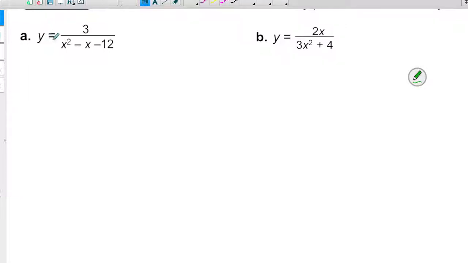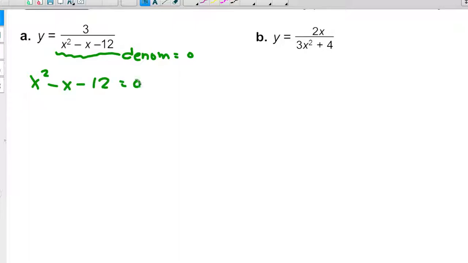The first one we have, y equals 3 over x squared minus x minus 12. Okay, so the only place that could cause a point of discontinuity is if the denominator is equal to 0. So you have x squared minus x minus 12 equals 0. This is a trinomial, and it's a quadratic trinomial. And I know that there are factors of negative 12 that when I add them together would give me a negative 1. In this case, that would be x minus 4 and x plus 3, right? Because 6 and 2 would give me 4. So not going to work. 12 and 1 would give me 11.